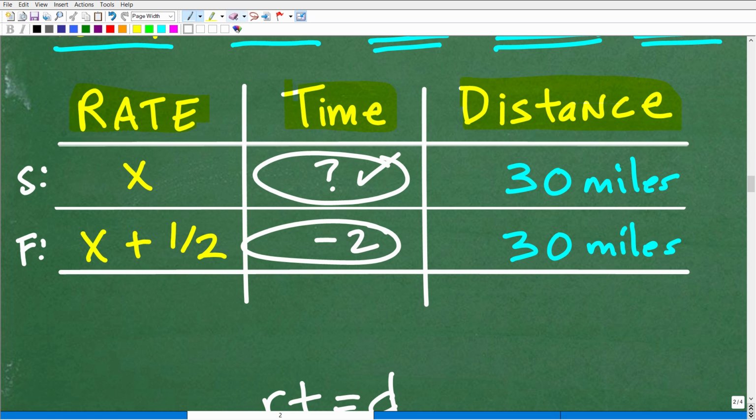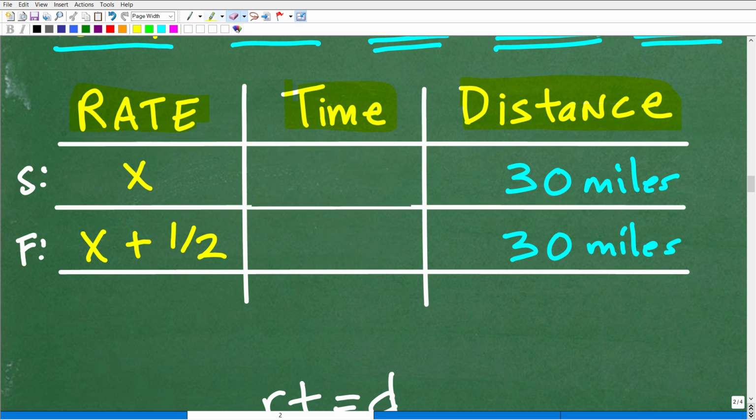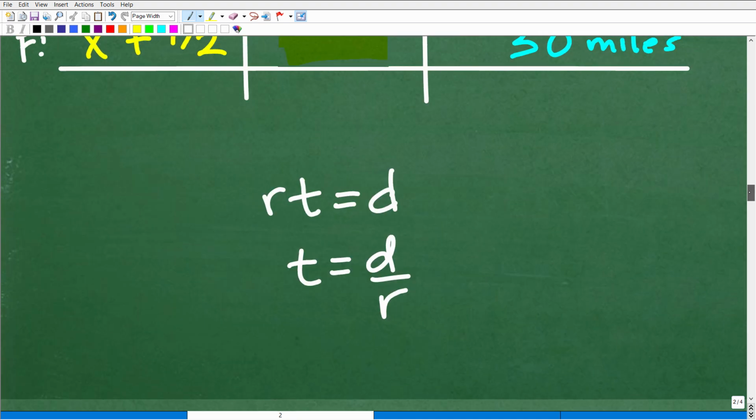Okay, but how can we come up with an expression for time? It's not quite clear here because we don't have any reference to time in terms of how long it took him to cover 30 miles in either scenario. Well, what we can do is the following. We need to revisit our formula: rate times time is equal to distance. And let's rewrite this formula in terms of time.